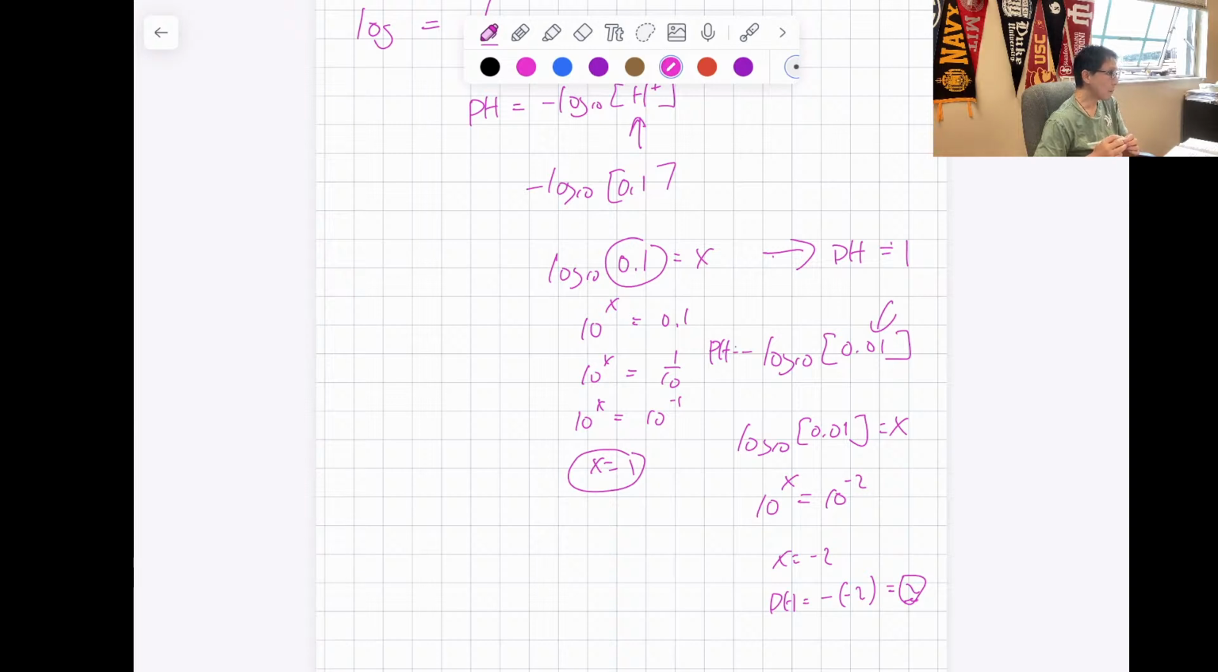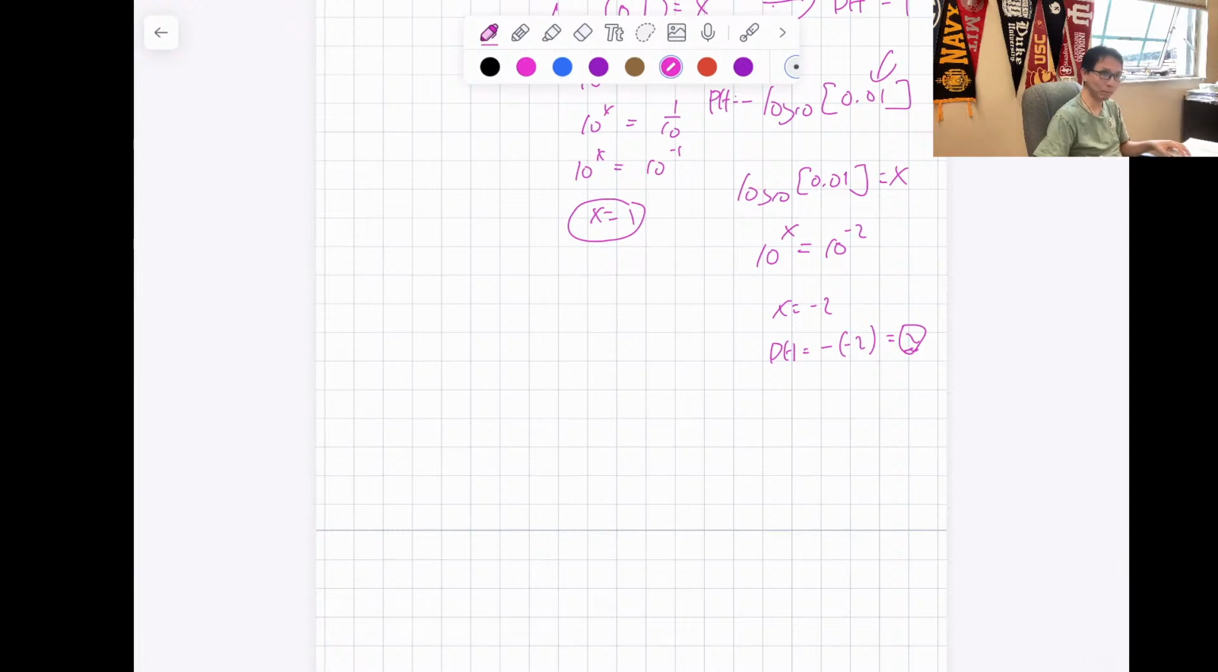So yes, that's pH. You can probably assume 0.001 molar is going to be a pH of what? 3, because you moved 3 decimal places. Okay.